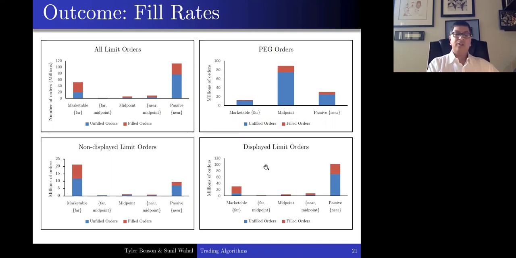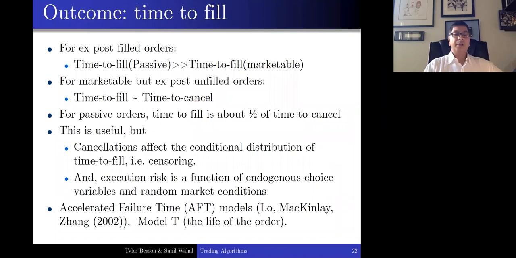The other 4 graphs here sort of show similar patterns. Obviously, the fill rates for displayed limit orders are higher than for non-displayed limit orders, but again, you would expect that given the matching engine protocols across exchanges and venues. Let me start talking a little bit about time to fill.